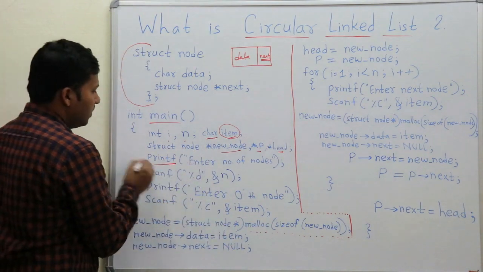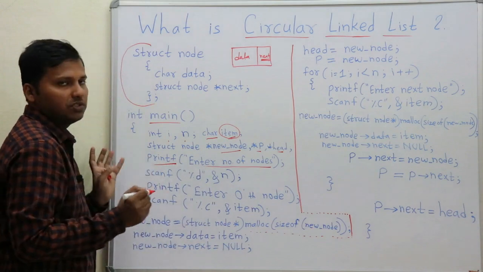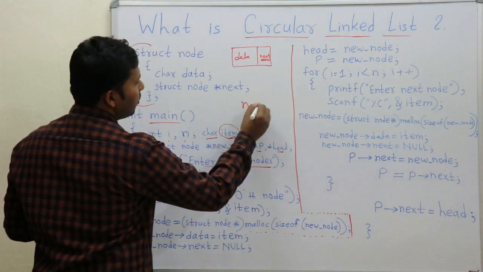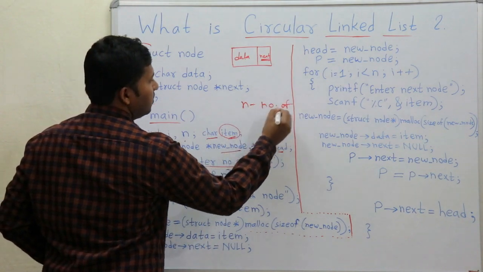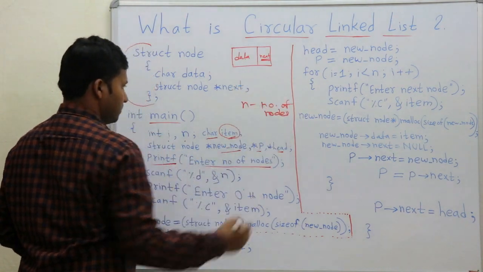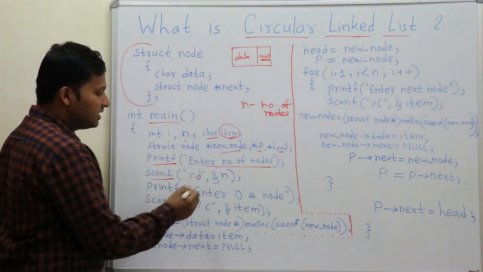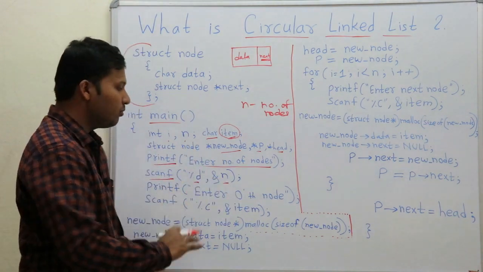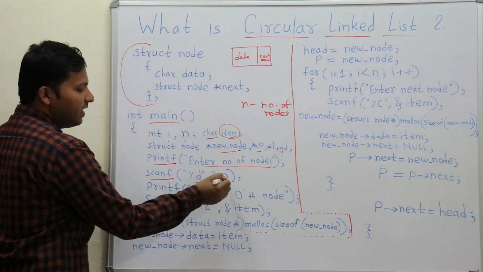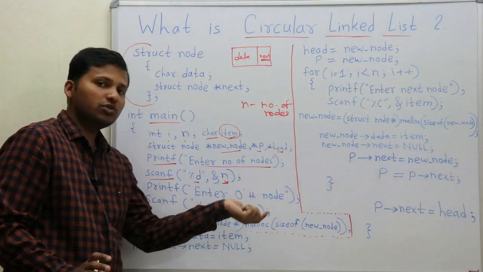Now let's go to the first statement, that is printf enter number of nodes. So we will take the number of nodes in variable n. Now scanf %d at the address of n means the user will enter the number of nodes and we will take it in n. Okay, now printf enter the 0th node.